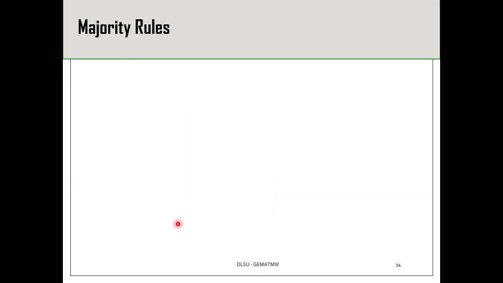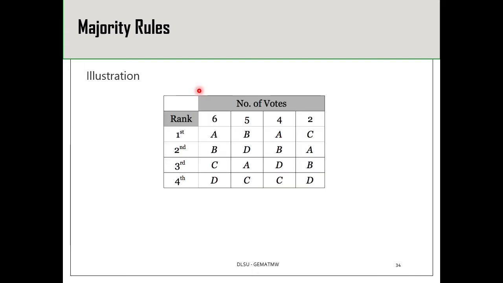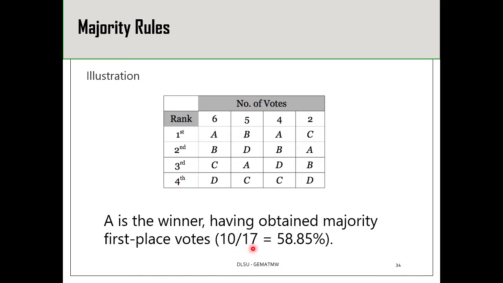Now, let's illustrate the majority rule method in this example. Suppose that we have this preferential table and observe that A has 10 first place votes, B has 5, and C has 2. Now, if we compute the percentage of the first place votes of A, we got 10 out of 17, which is 58.85%. Now, because 58.85 is higher than 50%, we see that A is the winner by majority rule method.